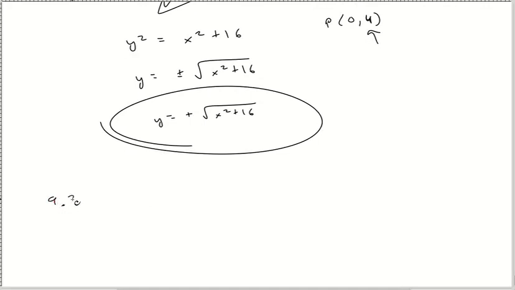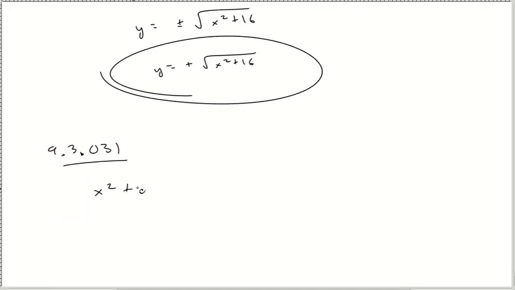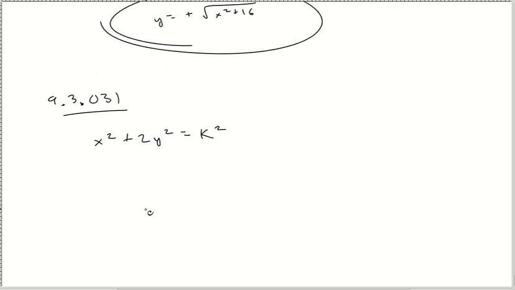Okay, 9.3.031. I got x squared plus 2y squared is equal to k squared. And they want to find the orthogonal trajectories.